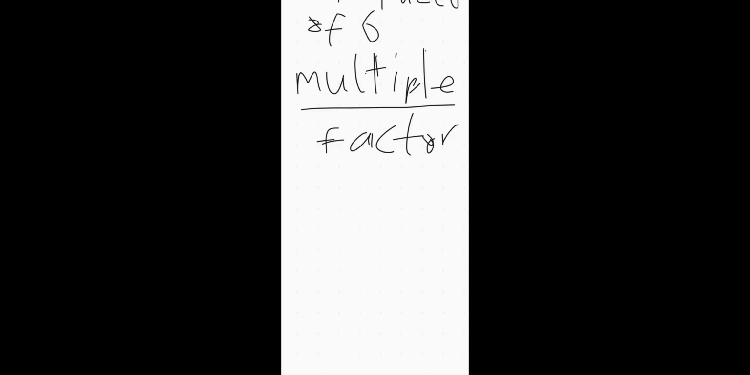Yes. So what about 4? 4 is 2 and 2. So 1 and 4, 2 and 2. That means all the factors of 4 are 1, 2, and 4, right? The only prime factor of 4 is 2. You got that?